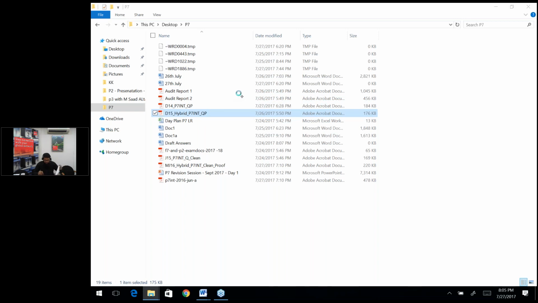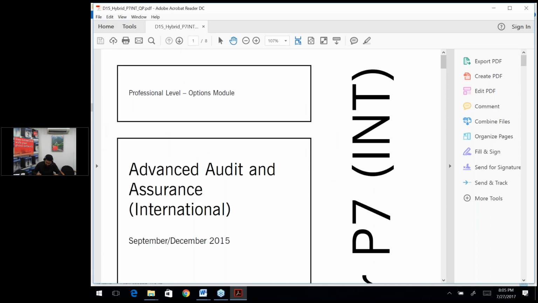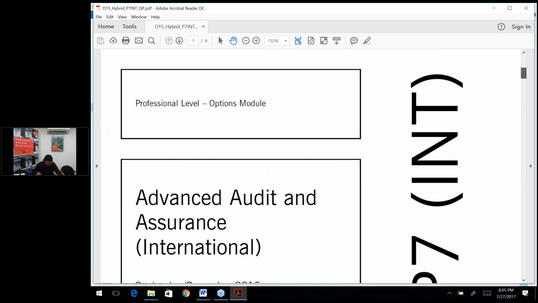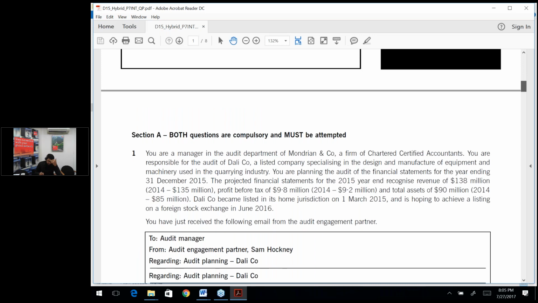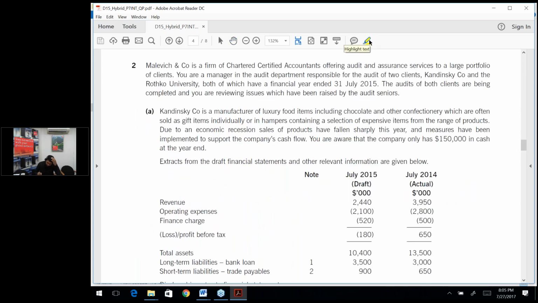Okay, so now the requirement of this question is, it says Malvick and Co. is a firm of chartered certified accountants offering audit and assurance services to a large portfolio of clients. So what are they offering? They are offering audit and assurance services to a large portfolio of clients. And it says that you are a manager in the audit department responsible for the audit of two clients, Camden Sky and Rothco, both of which have a financial year end of 31st July. The audits of both clients are being completed and you're reviewing issues which have been raised by the audit seniors.